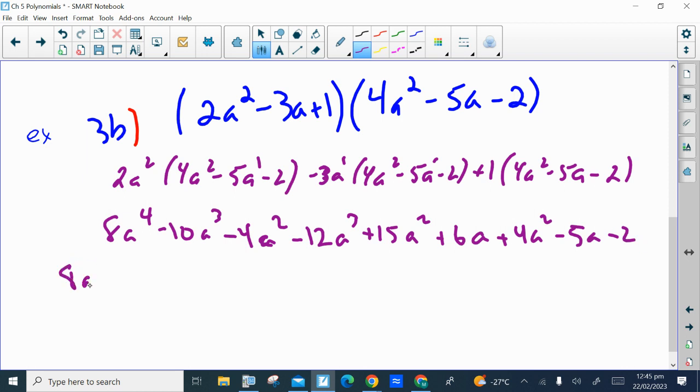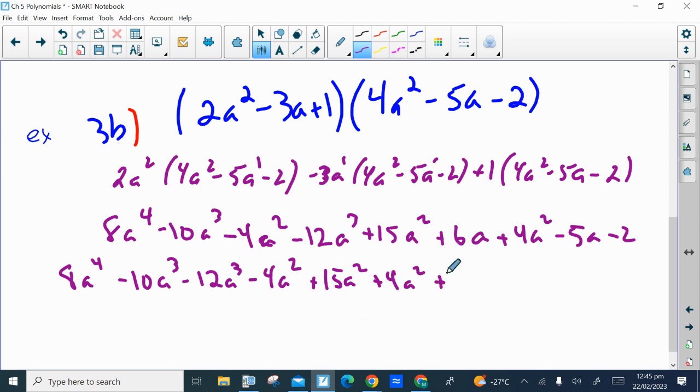If we collect our like terms, there's only one a to the 4th term. There are 2 a cubed terms, the minus 10a cubed, minus 12a cubed. Again, there are 3 a squared terms. There are 2 a terms, and only 1 constant term.